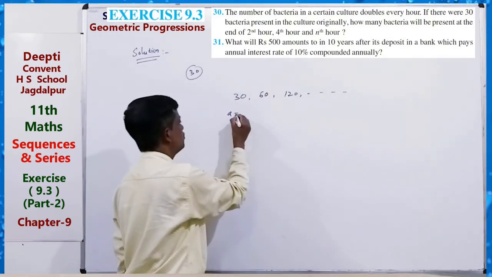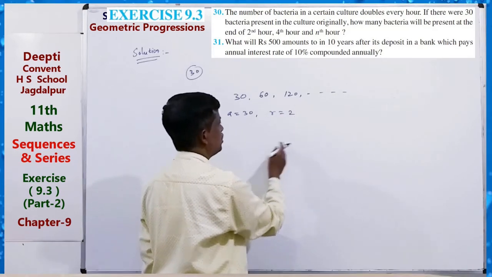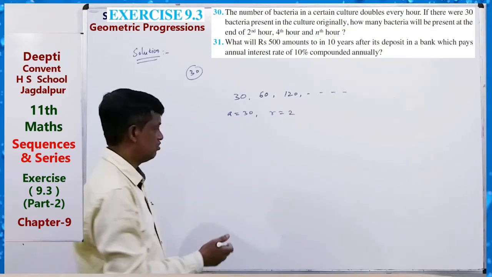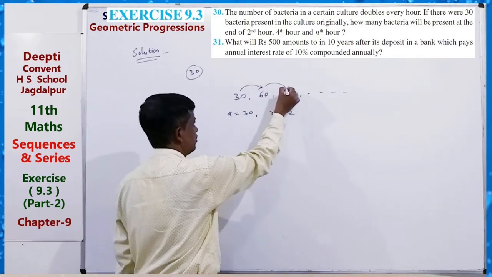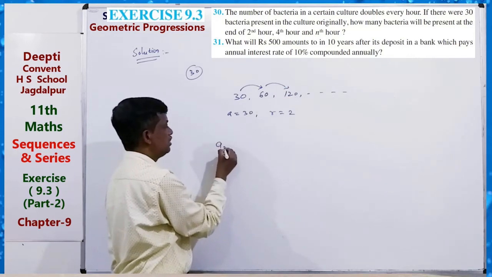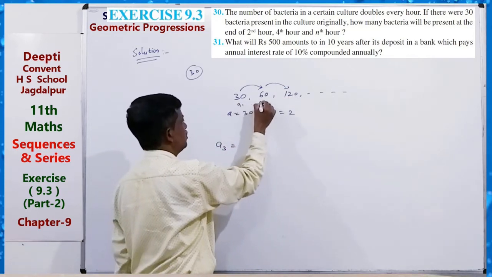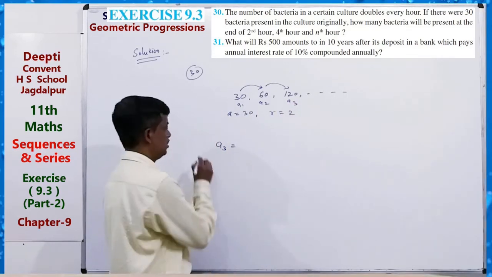Initial value A equals to what? 30. R equals to what? 2. So we have to find after second hour. Second hour means first, this is starting, first hour, second hour. Second hour means A3. A1, A2, A3, and so on. Second hour means A3.